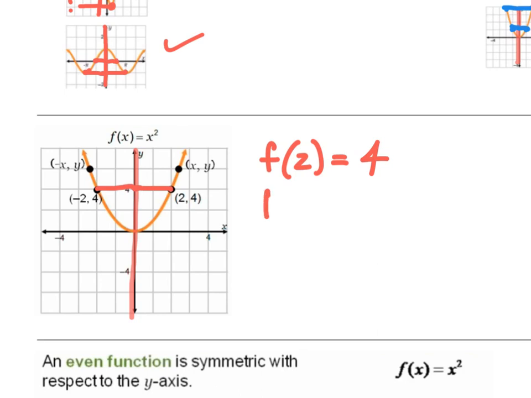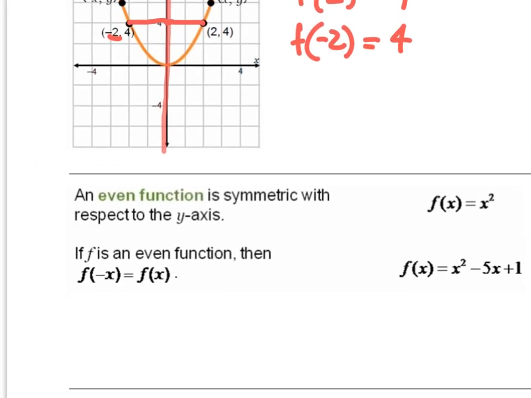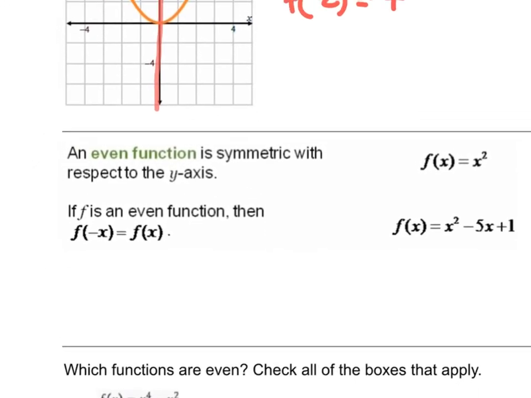If I plug in the opposite value, f of negative 2, then I also get 4. That's what's nice about this: if I plug in a positive 2 or a negative 2, I get the same y value of 4. And that's where we lead into the idea of an even function.